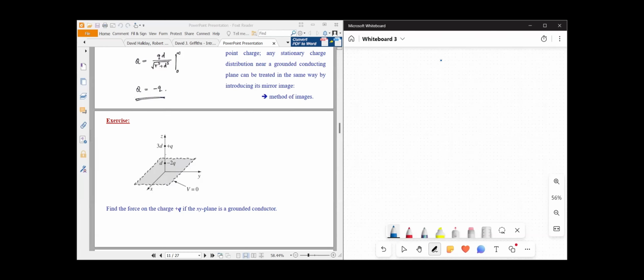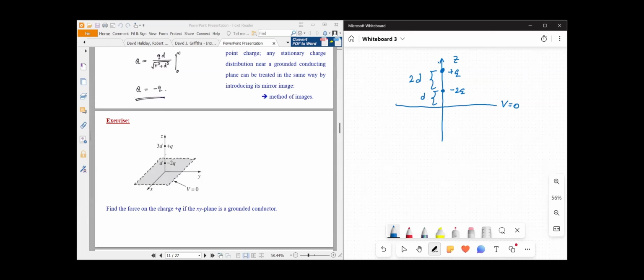Now here we have the XY plane. It is a grounded conductor, which means the potential here is 0. And we have the Z direction. Here we have plus Q, and here we have minus 2Q. The distance here is D, and the distance here is 2D. So we need to calculate the force on charge plus Q.